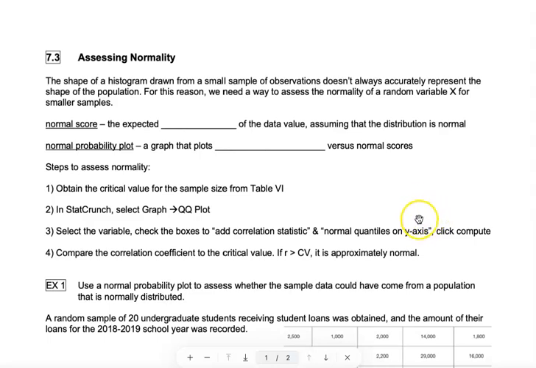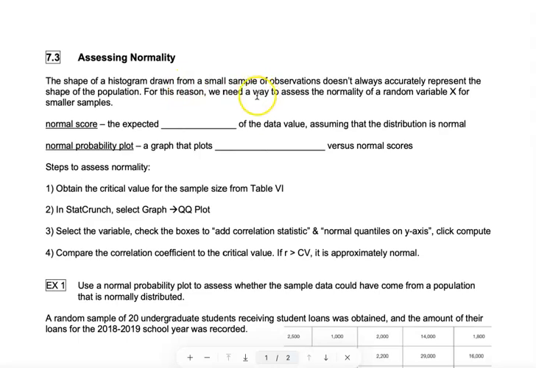All right, everyone. Today we are going to be talking about assessing normality. The shape of a histogram is what we used previously to kind of determine, is my data approximately normal? Because again, we can't use the normal calculator, or at least not expect the results to tell us anything accurate unless the data itself is normally distributed.